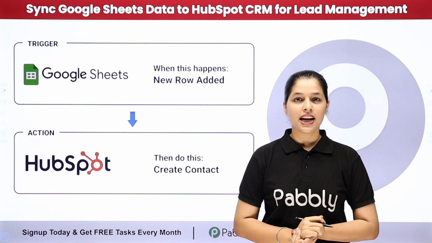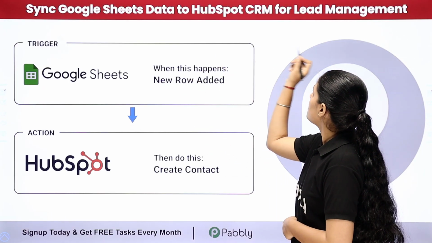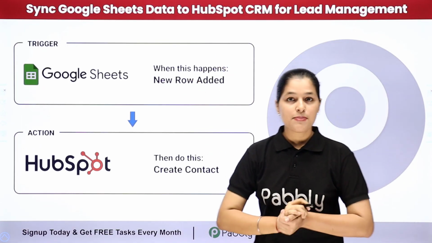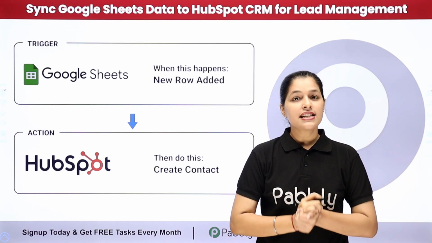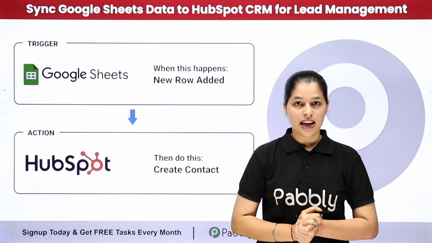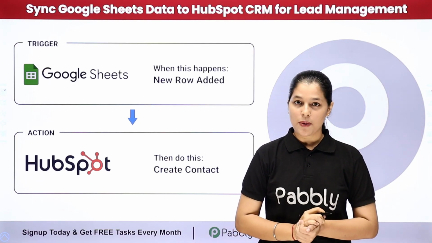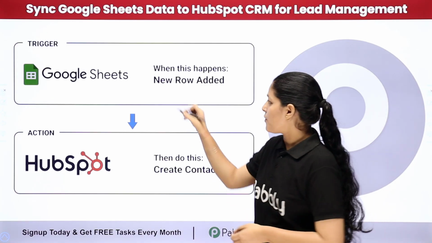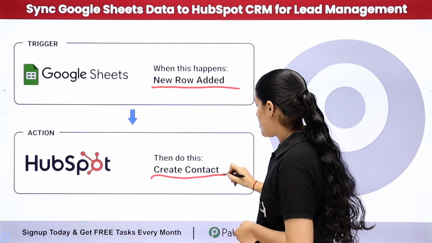So in this video, we are going to learn how to sync Google Sheets data to HubSpot CRM for lead management. As a business owner, I track new leads in the Google Sheet and automatically sync new contacts to the HubSpot CRM to streamline the sales process and lead management. So here my objective is, as soon as a new row is added to the Google Sheet, a new contact should be created in the HubSpot CRM.